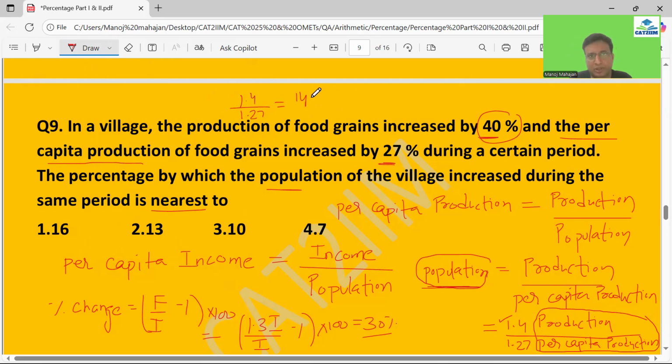So let me calculate this. 140 upon 127. Can you break it like this? It will be a little easier. So 127 by 127 is 1. Point, I need to insert 13 by 127 when we divide. Approximately 1.1 if I look over here. So that's the multiplying factor. Using this, 1.1 minus 1 into 100 would give me the approximate percentage change, which is coming around 10%. So this is the correct answer.